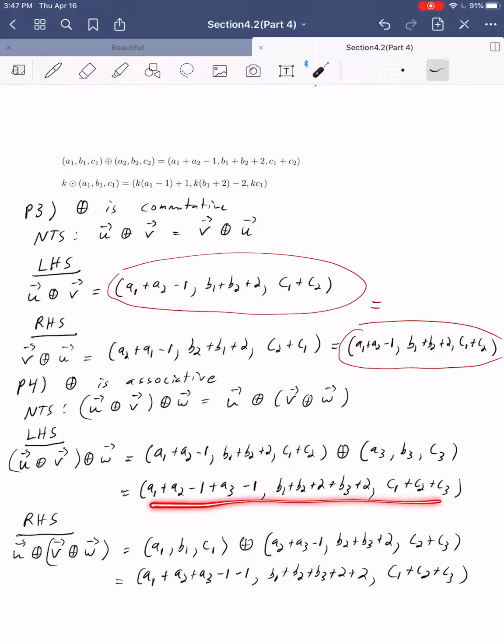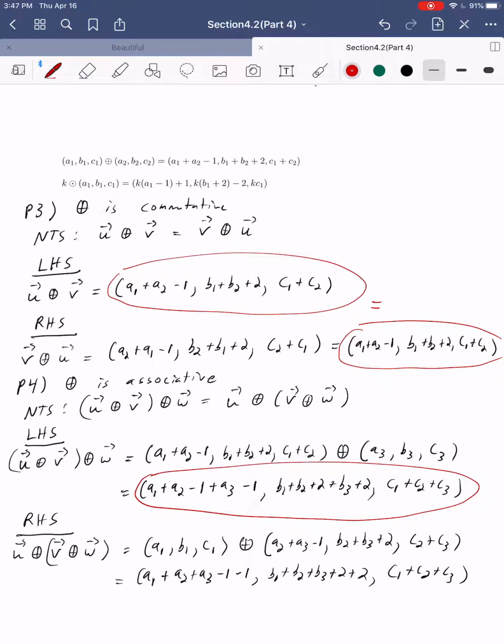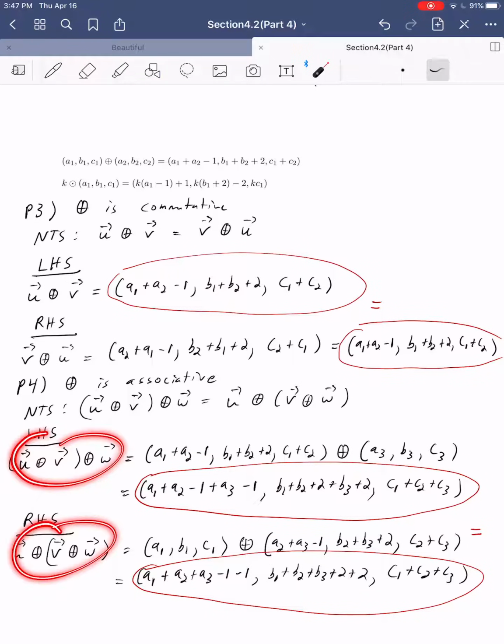Now, if we look at these, they are slightly different, but you can just tell that this versus this, well, this guy here and this guy here, they're out of order, but of course it's the same thing because this is really A1, A2, A3 minus 2. This is A1, A2, and A2, A3 minus 2. This guy is B1, B2, B3 plus 4, B1 plus B2 plus B3 plus 4, and these guys are identical. So once we've done that, we can see that this guy here and this guy here are equal, and that's what we wanted to show, that the left-hand side and the right-hand side are the same, so we know that the plus operation is associative.